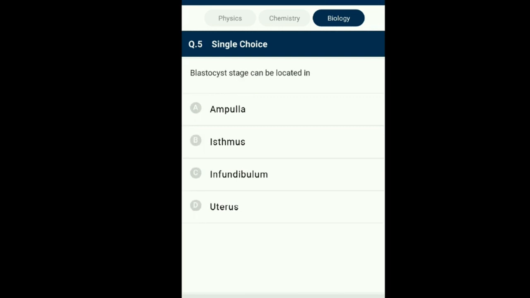Question number 5. Blastocyst stage can be located in. Cleavage is the repeated mitotic division of zygote to form a solid ball of cells called morula, which later changes into a hollow ball of cells called blastula. The blastula gets attached to the uterus, and this is known as implantation. So the answer is option D, uterus. Blastocyst stage can be located in uterus.